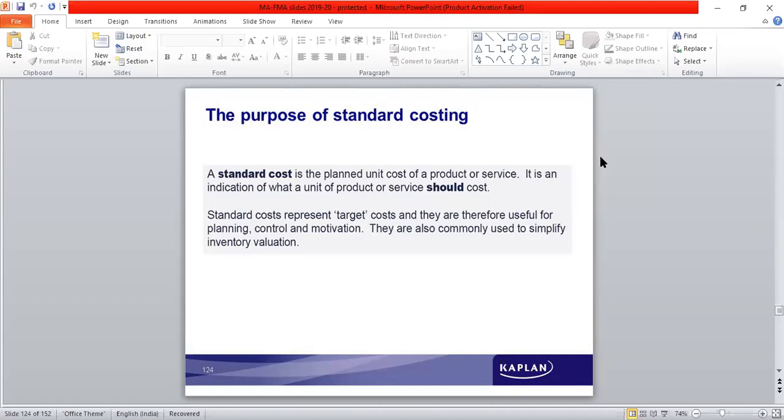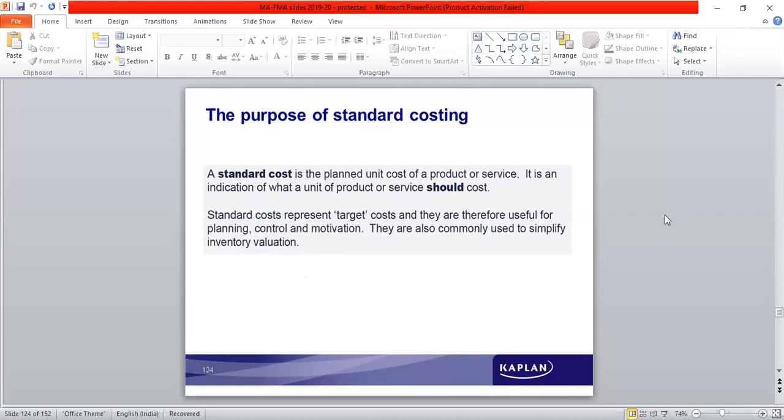Now here, what is it? A standard cost is the planned cost per unit of a product or service. It is an indication of what a unit of product or service should cost. Standard cost represents a target. So there is a set amount which is decided, and that is taken to be the standard. Standard costs represent target cost, and they are therefore useful for planning, control, and motivation. They are also commonly used to simplify inventory valuation.